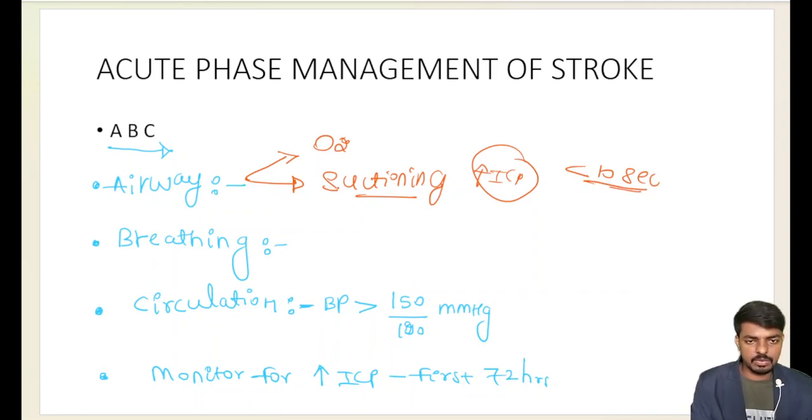And when we assess the Glasgow Coma Scale, if the GCS value goes less than 8, we will shift the patient to the mechanical ventilator or non-invasive ventilator, NIV. Okay, we will shift the patient to NIV. Very important. After that we will establish the breathing.